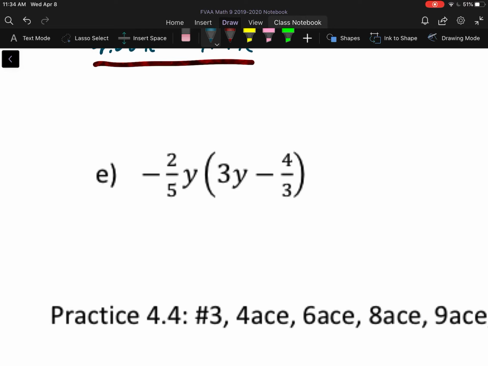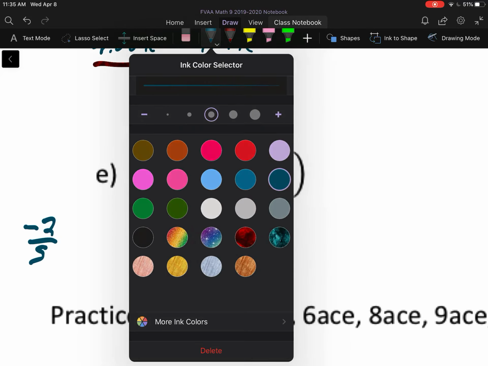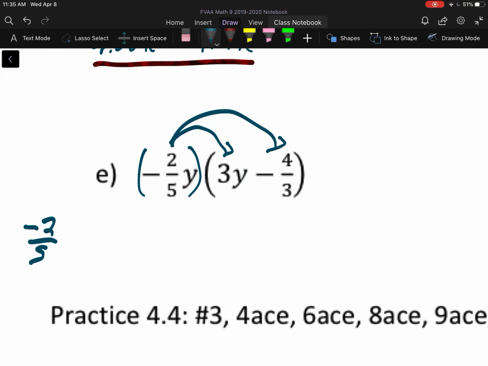Sometimes, though, when you're dealing with fractions, you still might want to draw out your steps to help you out. And so here, again, our monomial is in the front here, and it's going to be distributed to both terms, okay? And then you want to multiply the coefficients together. So here I have negative 2 over 5 times the coefficient, right? Coefficient times coefficient, times 3 over 1, which is going to give me negative 6 over 5. And then y times y is y squared, right? So that's the first term.